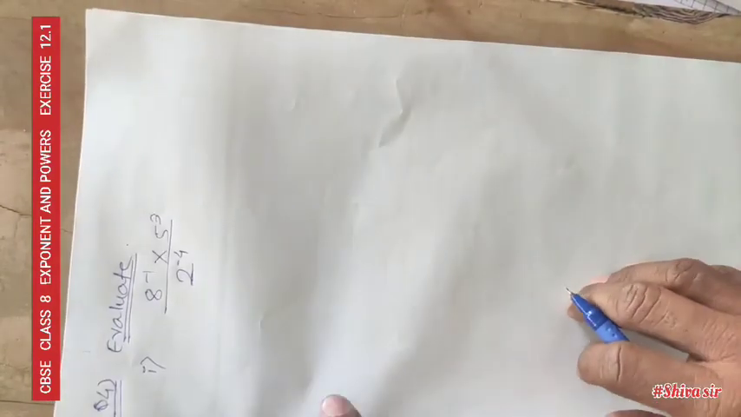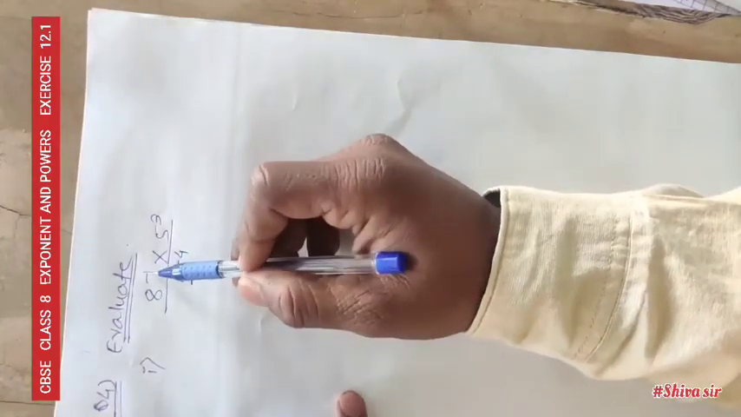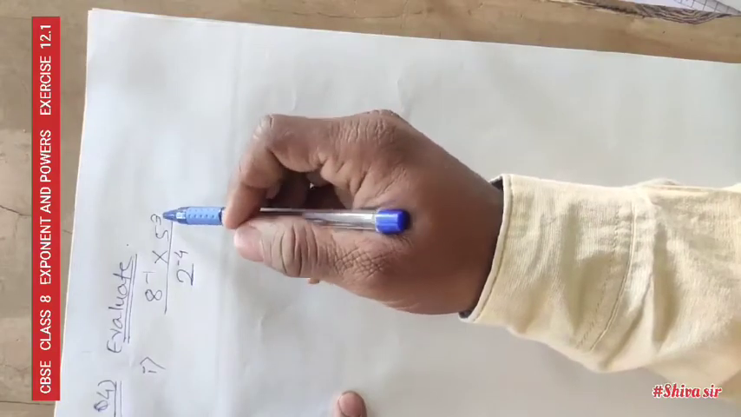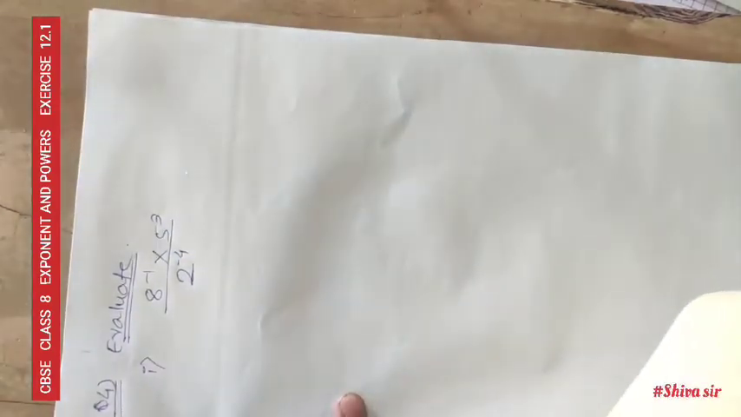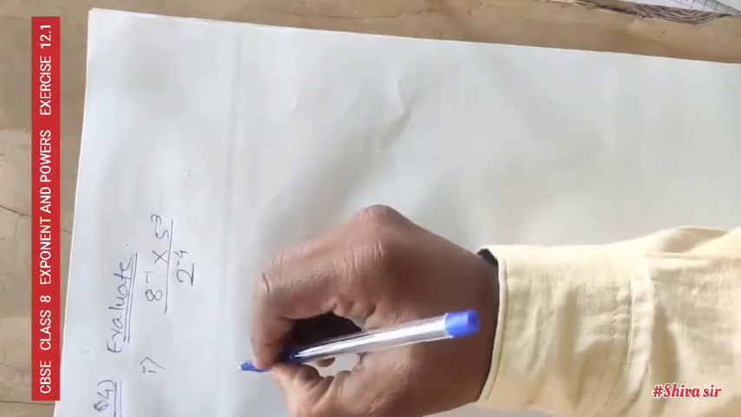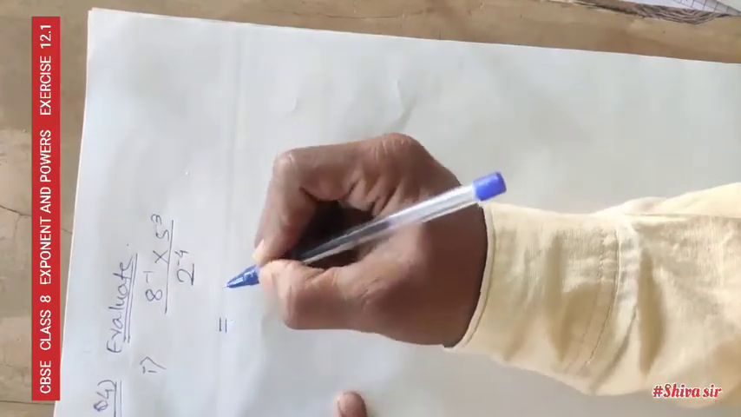Now our question number 4 is evaluation. Number 1: 8 raised to the power minus 1 into 5 raised to the power 3 upon 2 raised to the power minus 4. So this is our example, and the question is to just evaluate, finding the value of this term. Here we have 8 raised to the power minus 1.